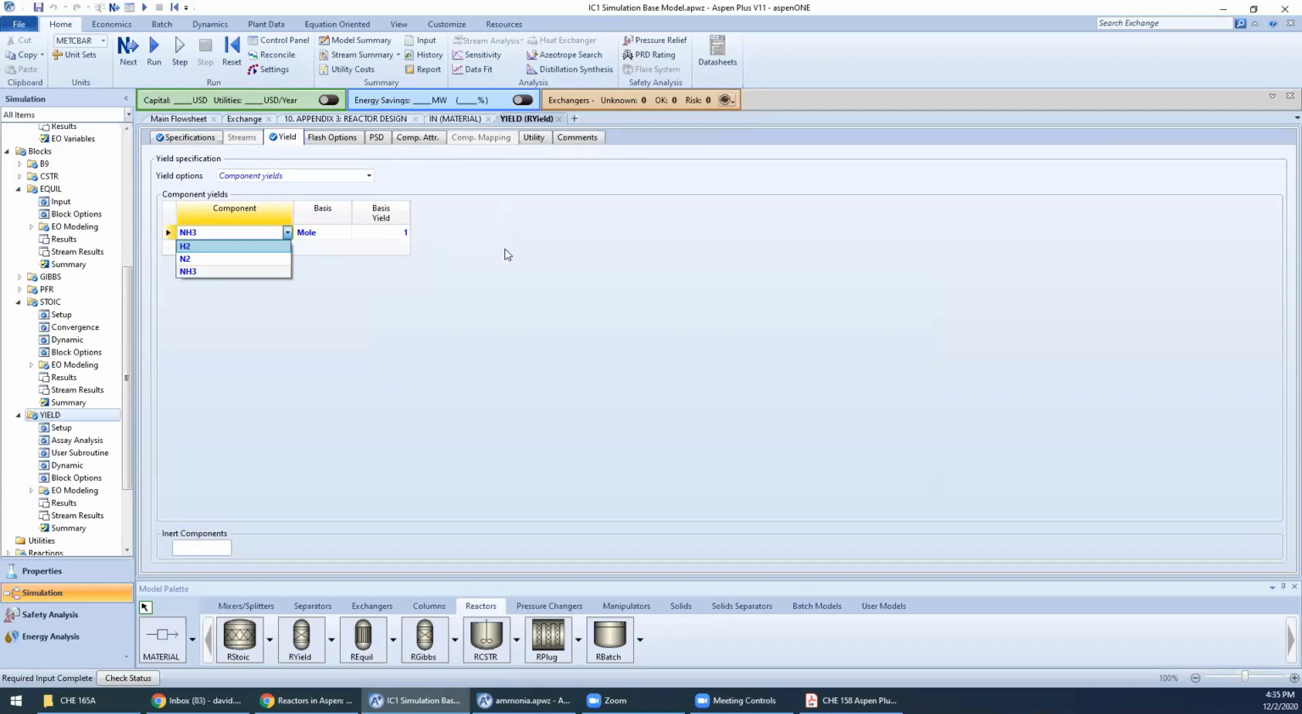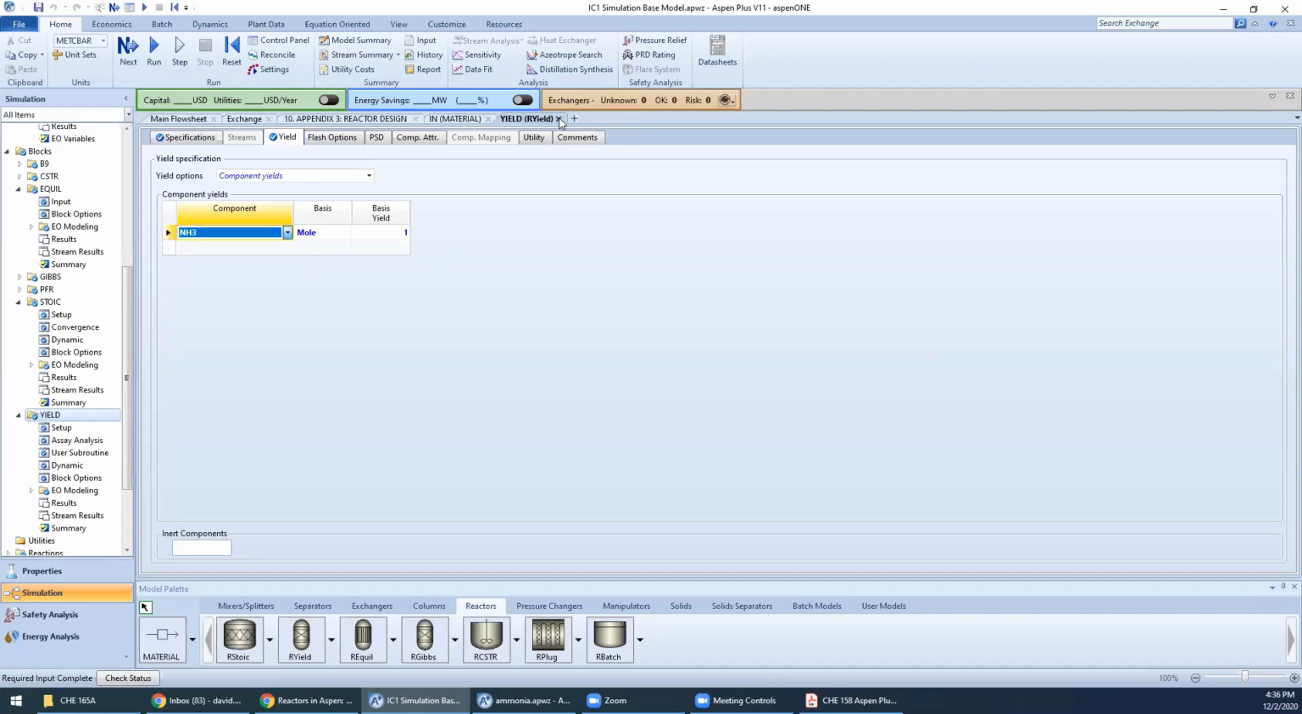Not that I have favorite reactors. I mean, I guess I do because I teach 218 as well. But this is my least favorite one. If I could not use a yield reactor, I will not use a yield reactor. I'll always try to find a kinetic expression so I can use a better model. But sometimes you just want to see what's going to happen, and you can check out some quick kinetics with a yield reactor.